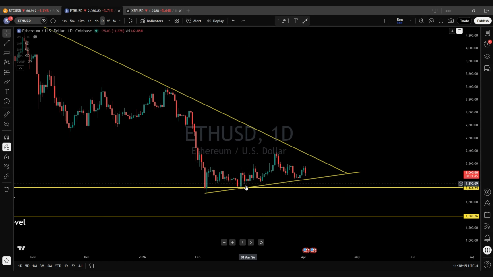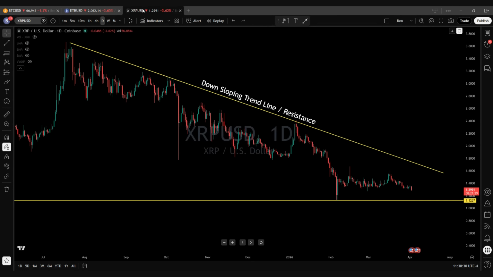Now, again, we have to play the probability game. So if it does break this upsloping trend line, again, your next level of support or your line in the sand is $1,829.94. Once that does get broken, you're coming down to $1,383.26. Last but not least is XRP.